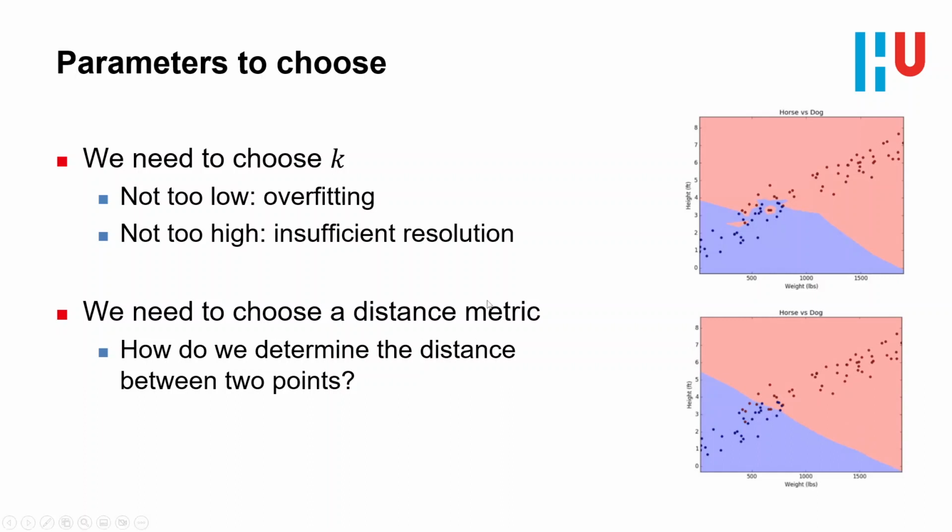So basically, back to KNN. We've got some things to choose. We need to choose the k, not too low, because then we get overfitting, and not too high, because then we really lose resolution. And we need to choose a distance metric. So how are we going to measure the distance between points?